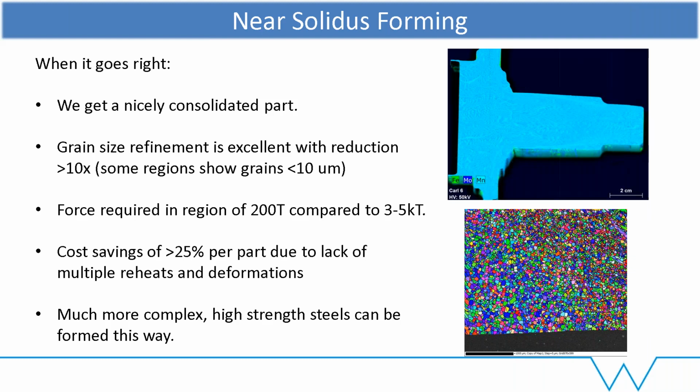Because we're not heating it up so many times, because we're not forging it and having to go back into a reheat furnace and back and forth, we're saving quite a lot on time and energy and material. And when you're at those high temperatures, the materials tend to become much, much softer, and so we can make much more complicated shapes than in conventional forging.